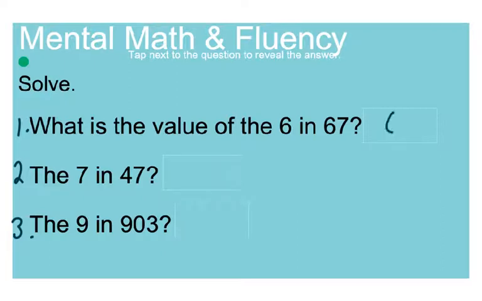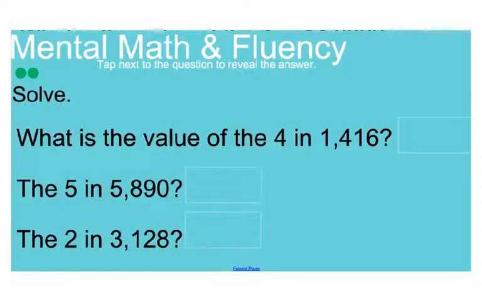The value of the 6 is 60. The value of the 7 in 47 is 7. And the value of the 9 in 903 is 900. Go ahead and erase your whiteboard and number 1 to 3 again.